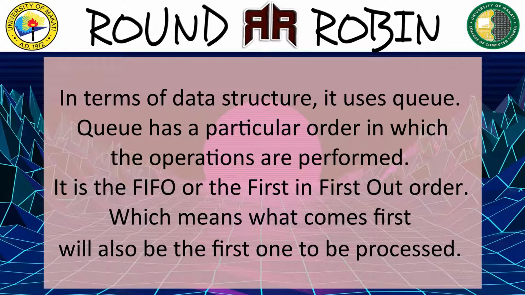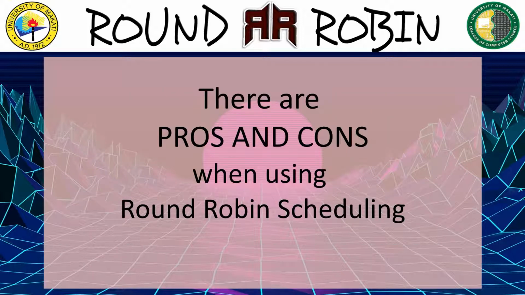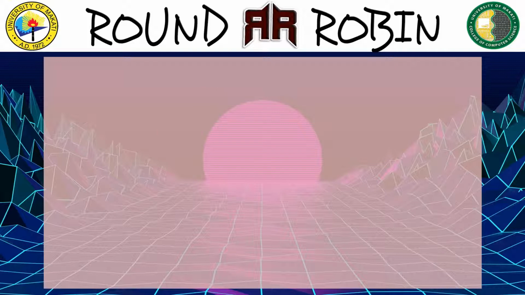In terms of data structure, it uses a queue. A queue has a particular order in which the operations are performed. It is the FIFO, or first in first out, order, which means that what comes first will also be the first one to be processed. There are pros and cons when using round-robin scheduling.